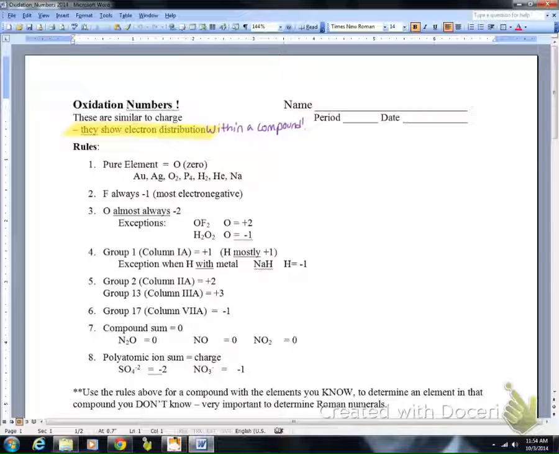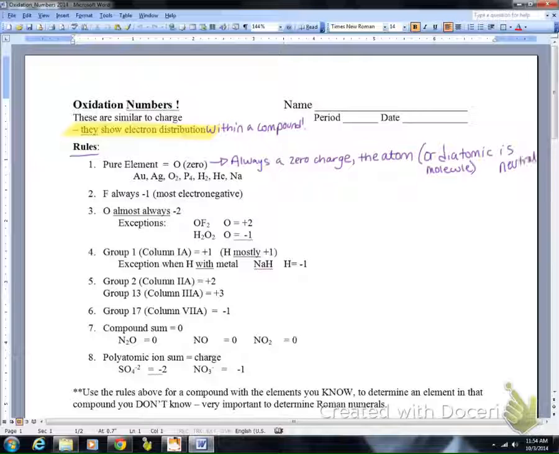There are some rules that you need to follow when doing oxidation numbers. Pure elements are always 0. These are always a 0 charge. The atom or the diatomic molecule is going to be neutral, so the charge on that atom is always going to be 0. F is always a -1.